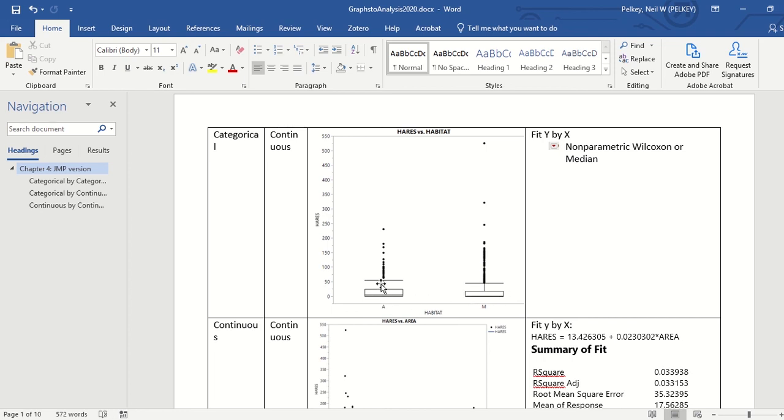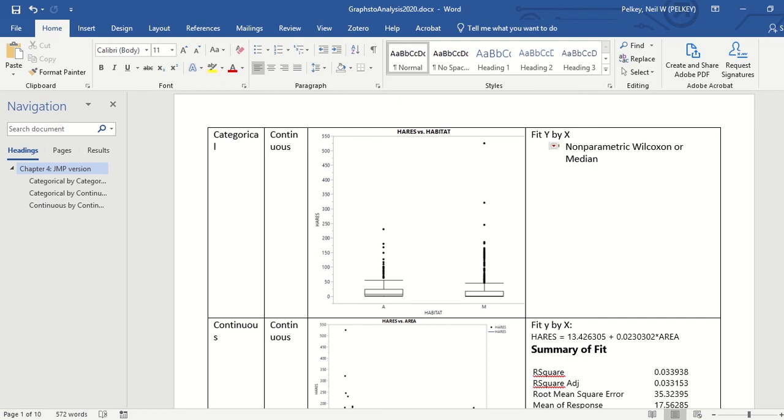And as you can see, these distributions are anything but symmetric about the median. This squinchy little line there is the median, and then there are tons of outliers that go on forever and ever. In this hares versus habitat, this is the count of mountain hares in alpine versus meadow habitat. Maybe they're easier to see in a meadow, I don't know. So that is another categorical by continuous.